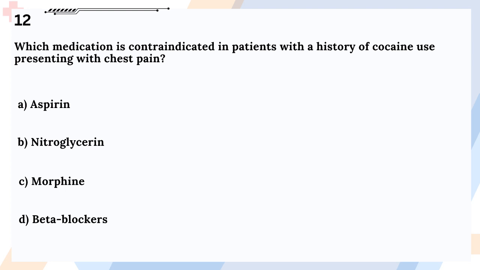Question 12. Which medication is contraindicated in patients with a history of cocaine use presenting with chest pain? A. Aspirin. B. Nitroglycerin. C. Morphine. D. Beta blockers.